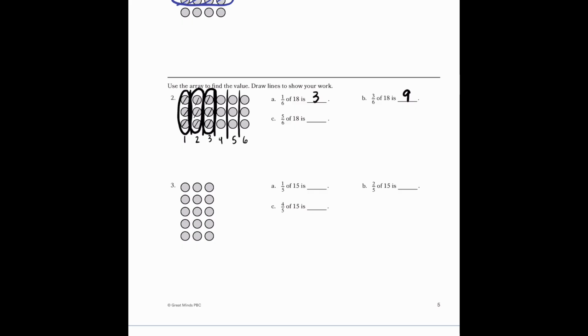9. Okay, now you can do this every single time. You can erase it, start over, however you see fit to solve that problem. But I want to see that some kind of work is shown. Okay, and then 5/6 of 18. 1, 2, 3, 4, 5. That is going to be 15.